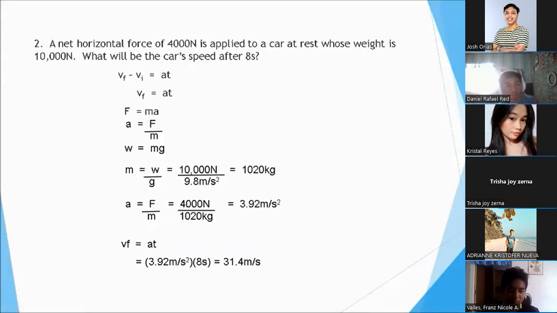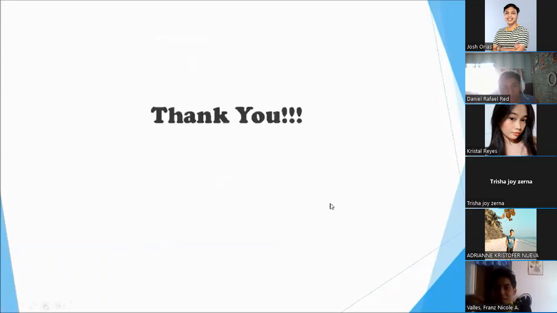So nakita nyo, class, the interplay of formulas, the strategy on analyzing and solving a problem, where instead of directly giving the needed data, you were given another data, and from there you can calculate the data that you need, just like what we did in this example. All right. So with that, that ends our discussion for Newton's laws of motion.